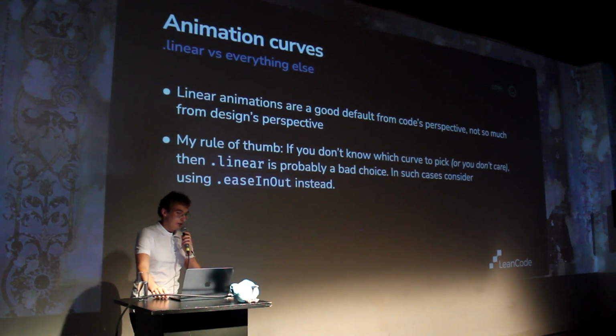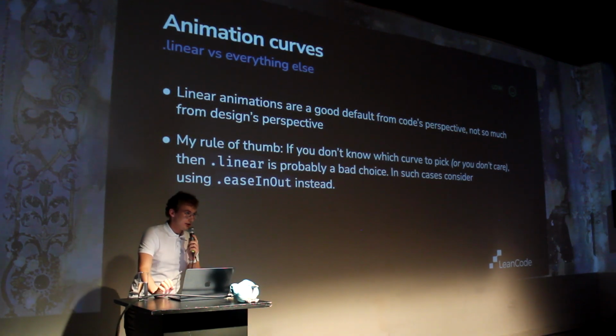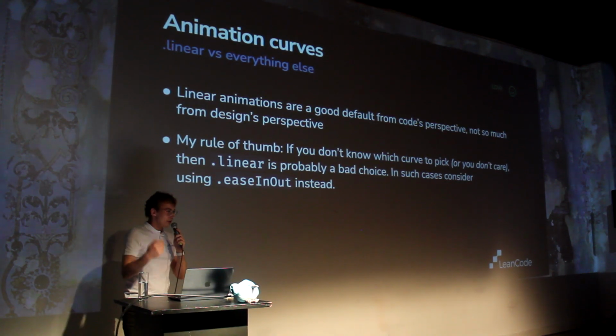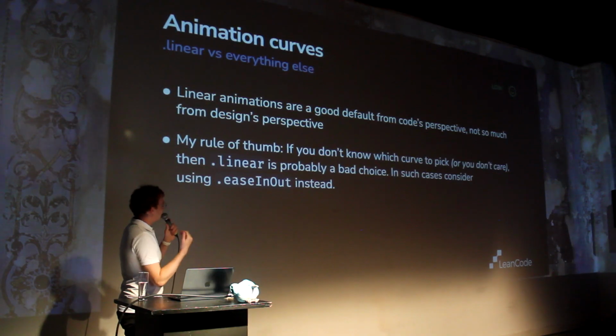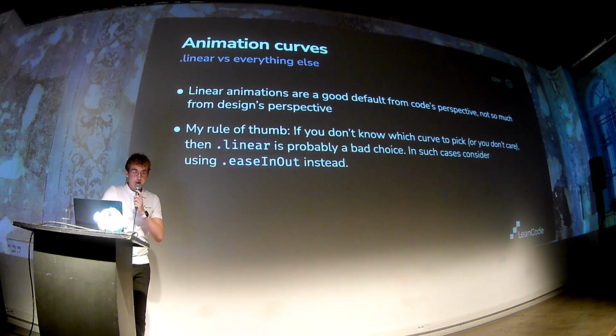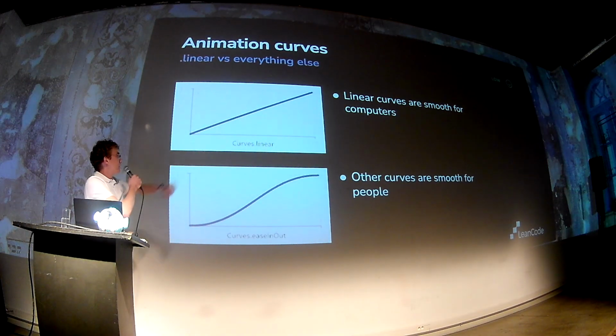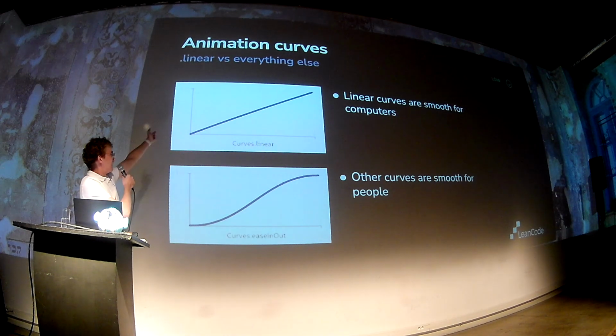First topic, animations. Linear animations are a default, but these animations are smooth only for computers, not for end users. When you don't care, I would consider defaulting to something else, for example ease in-out curve. That's my rule of thumb. And here is a comparison. If you don't know what I'm talking about, linear animation has constant change over time, while other curves change their value differently over time.